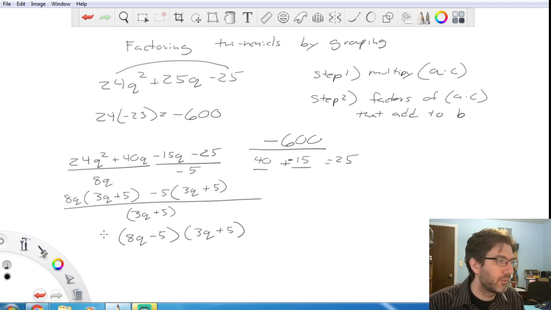Just looking at it closely to see if there's anything else you can do. Neither one of these are perfect squares. They are not the difference of perfect squares, so that looks like about it.